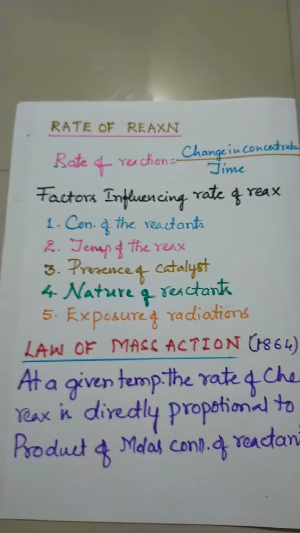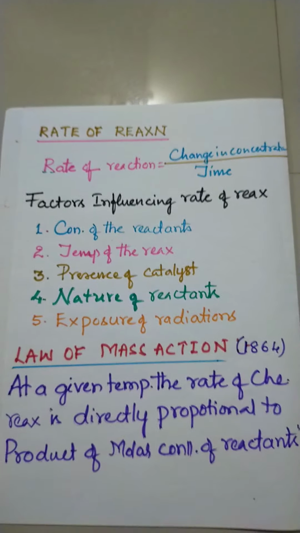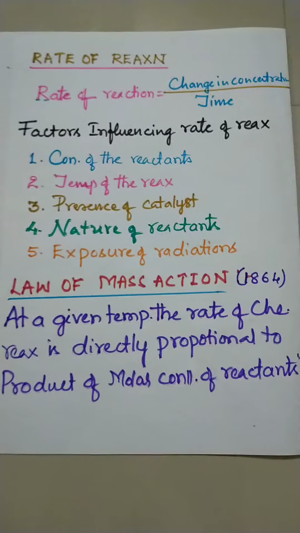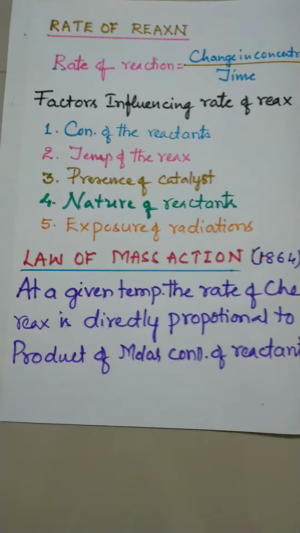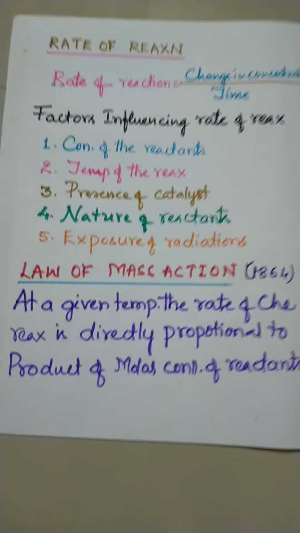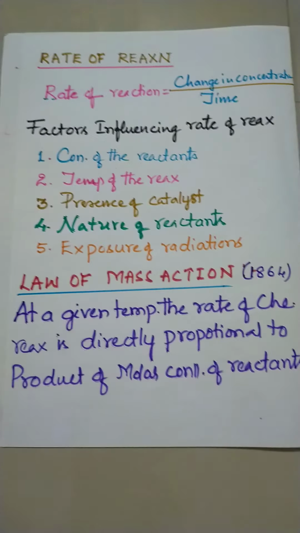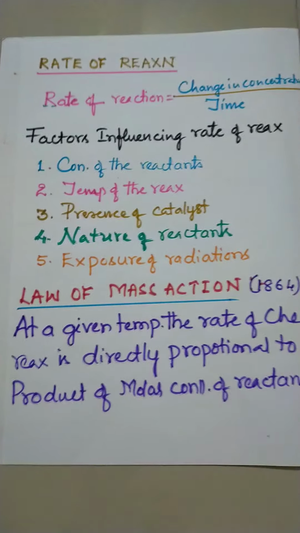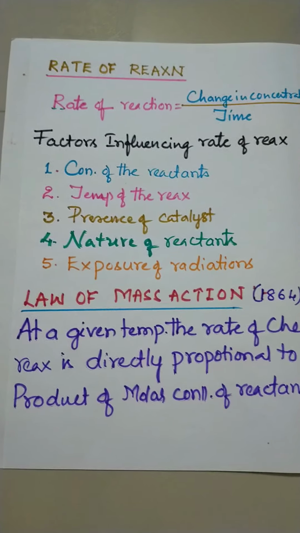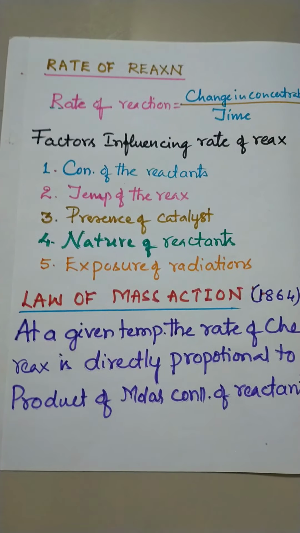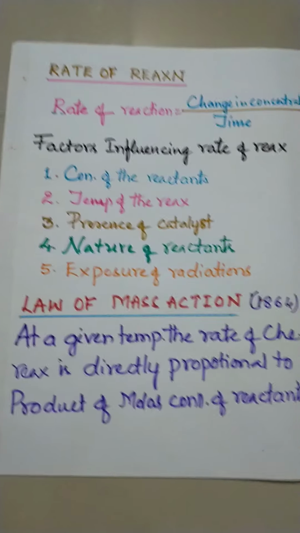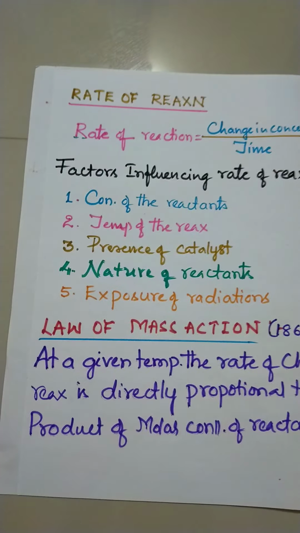If the molar concentration increases, the rate of reaction also increases. If the molar concentration decreases, then the rate of reaction decreases. So this is about the law of mass action. It was given in 1864. During that time this law was derived, but later it was focused on chemical kinetics very clearly.